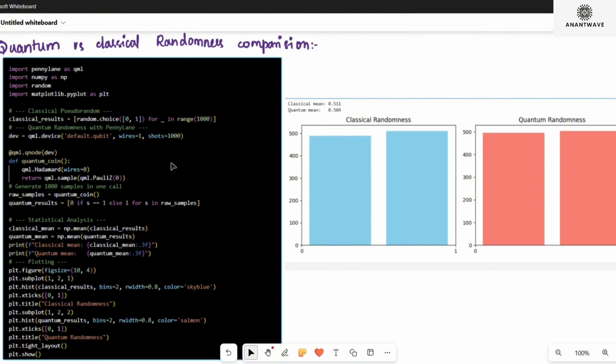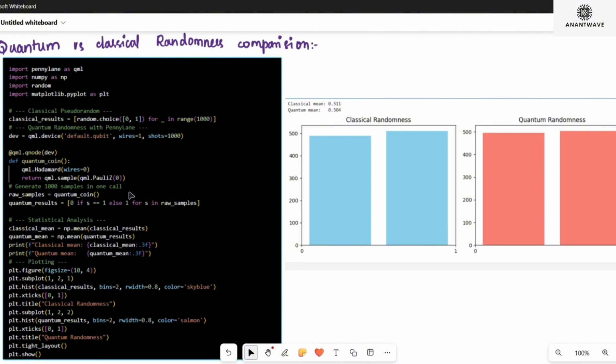For quantum true random generation with PennyLane, we import PennyLane as qml and create a quantum device, default.qubit, with one wire. The qml.qnode decorator defines the quantum coin function, in which we apply the quantum Hadamard gate to wire 0 and return the sample. This gives true randomness from quantum mechanics.